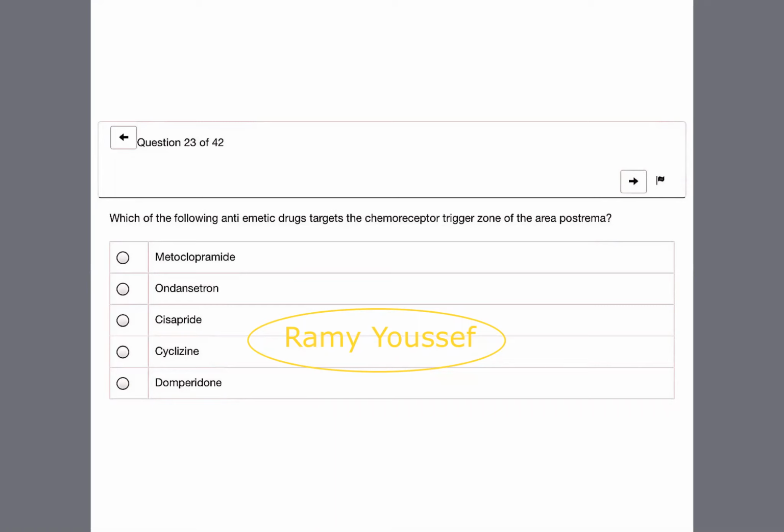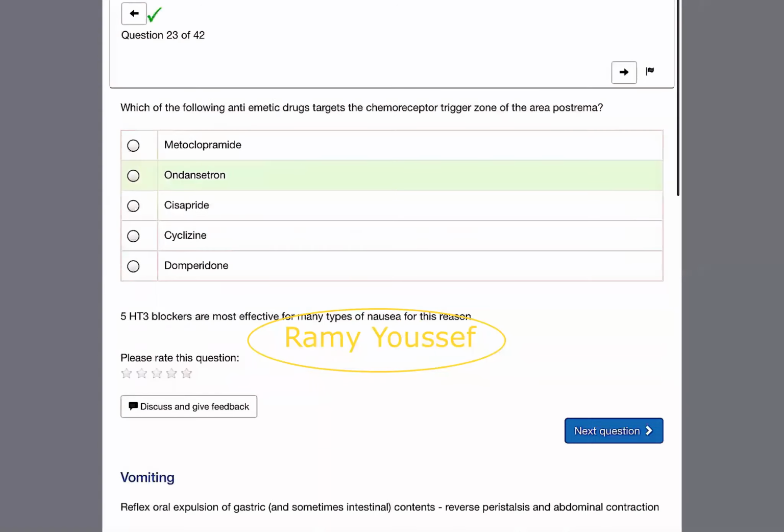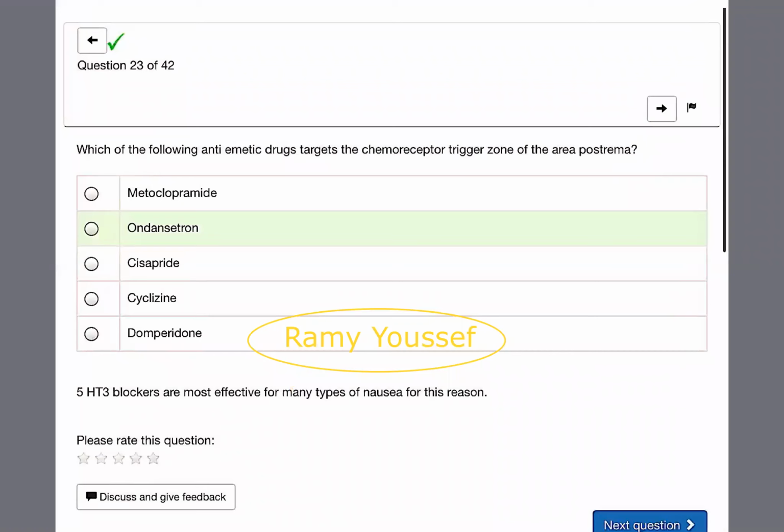Okay, I said it yesterday. I said it yesterday about antiemetics. We said three antiemetics yesterday. Okay, we said yesterday. This is the area postrema, an area central in the hypothalamus, I think.